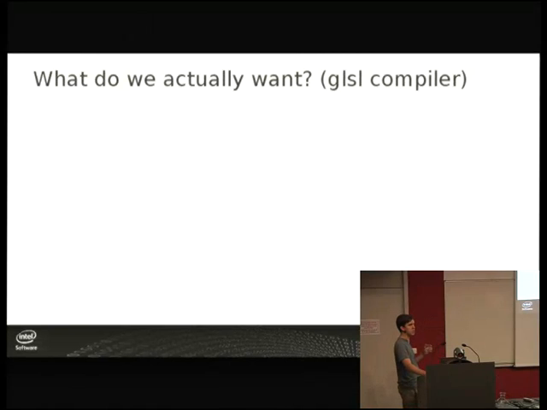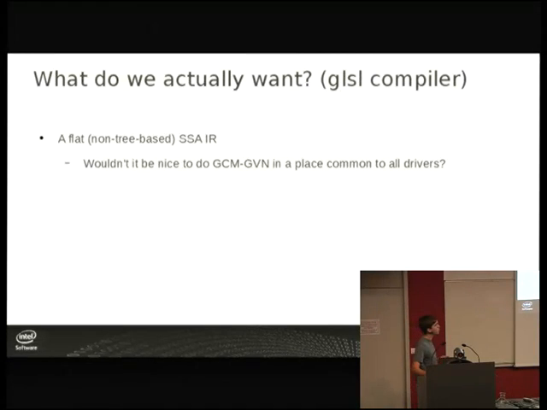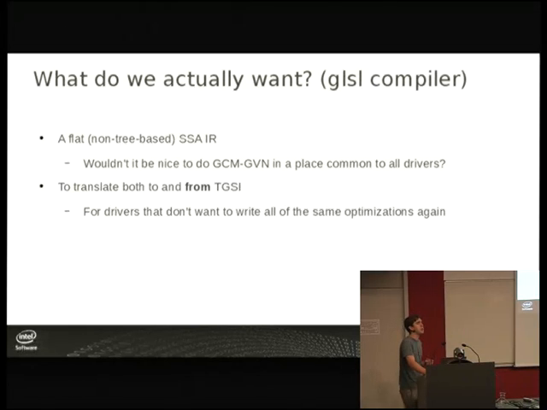And the GLSL compiler, this is the common code that's shared by all the drivers. We really want to move to a flat, SSA-based IR. Because it would really be great if we could share a bunch of these optimizations. It would also be great if we were able to translate this new IR both to and from TGSI. I'm kind of speaking for other people here, but I would imagine that there are some drivers that would like to not re-implement all of these optimizations. If you could translate from TGSI back into some flat IR, you would just be able to reuse the optimizations. You'd probably still have to have a lower level backend IR that handles your hardware craziness or whatever, but it should save you a bunch of time.